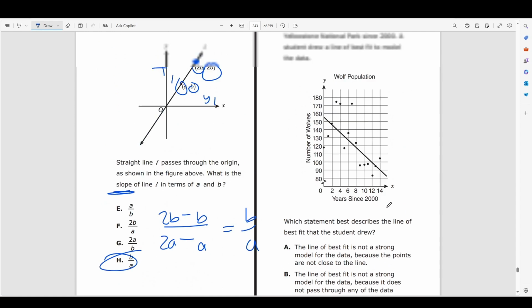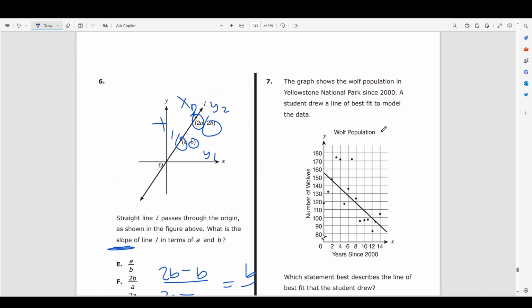All right. Moving on to number 7, it says the graph shows the wolf population in Yellowstone National Park since 2000. A student drew a line of best fit to model the data. Right. So what's a line of best fit? A line of best fit is supposed to show a trend amongst multiple points of data in a specific set.